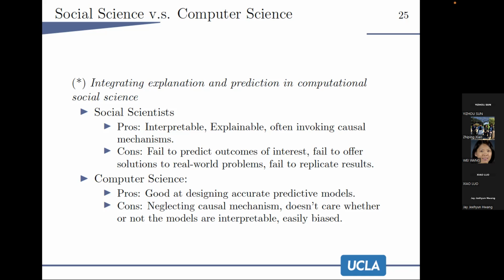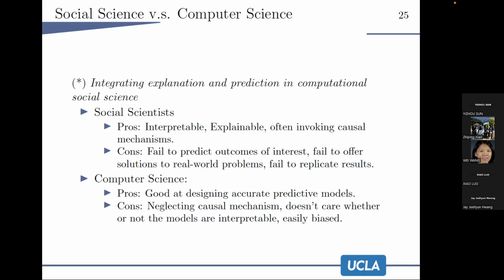And computer science is something that we are more familiar with. The good thing is quite obvious. It's good at designing accurate predictive models. And of course, as a result, computer science almost always can generate a predicted outcome of interest, and it's easier to provide practical solutions to real world problems.